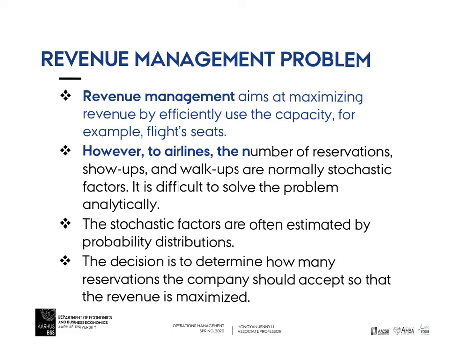After we completed the queue simulation part, now we introduce a new type of problem. It's a revenue management problem. Revenue management aims at maximizing revenue by efficiently using the capacity, for example, flight seats. This is a very important problem, because normally the airline's capacity is perishable. If the flight seats are not sold before the departure, then after the departure the seats are just wasted, so they don't realize any value.